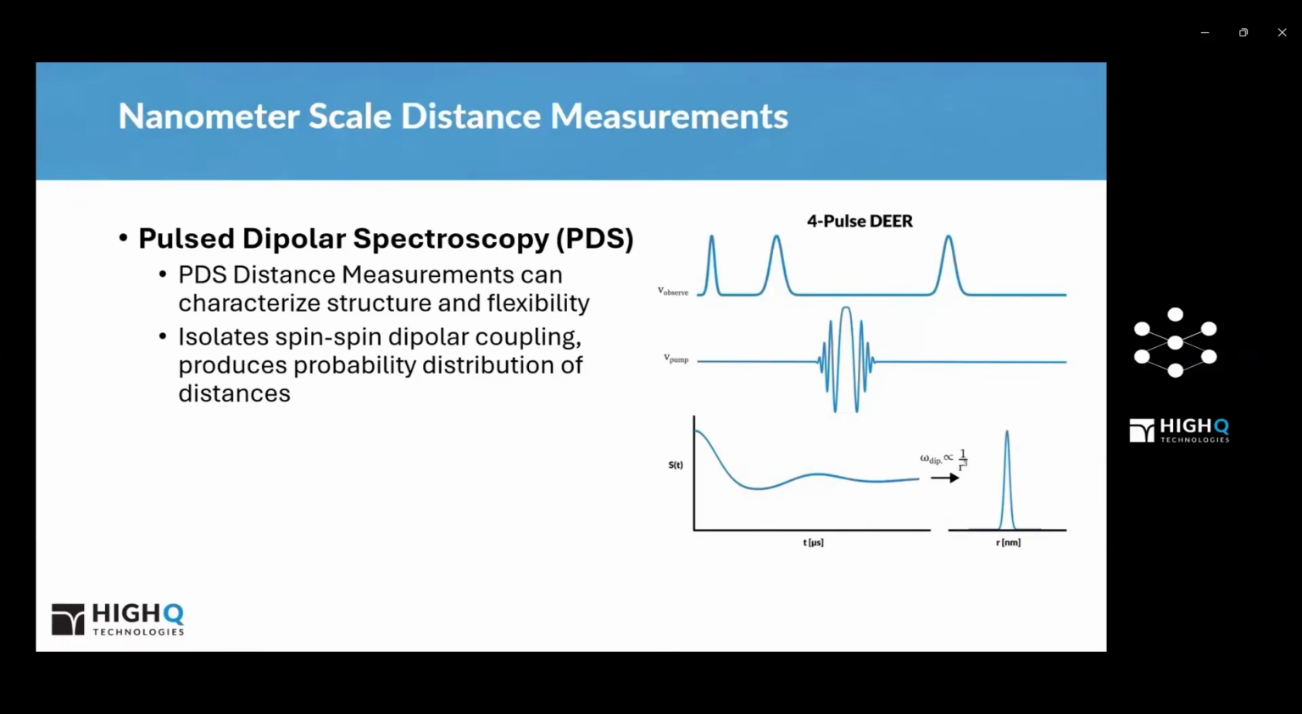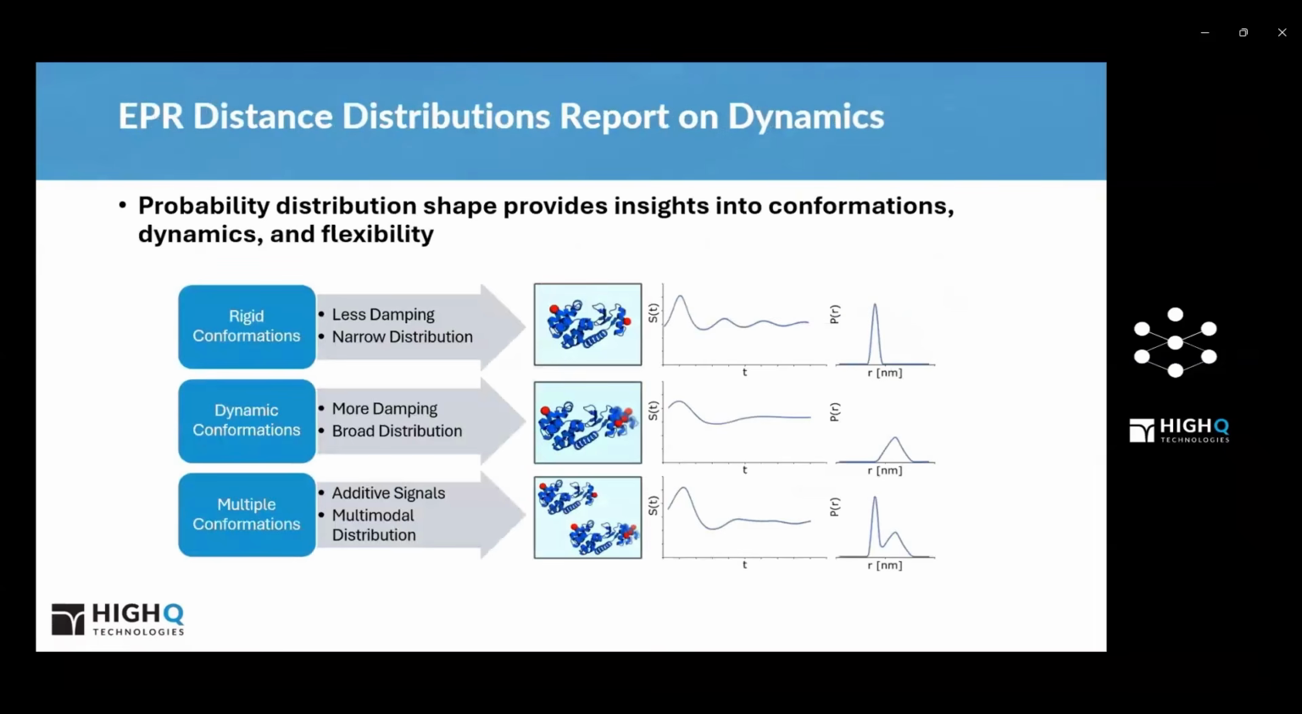And so you can see the characteristic DEAR signal down on the bottom left, and then it gives you your distance distribution on the bottom right. And that's really the key of these experiments, that it doesn't just give you a static distance or a mean distance, it gives you a distribution of distances. So this is a probability distribution of all of the distances that you have captured in your total ensemble.